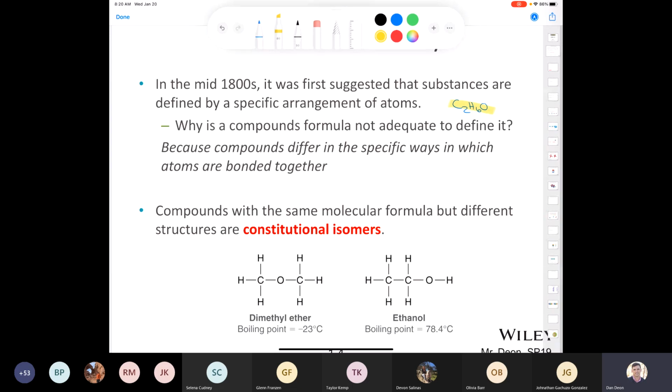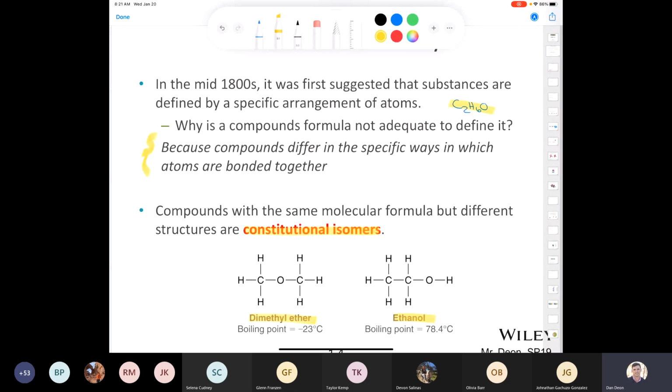Well, the answer is there's a couple of possibilities, okay? And because compounds differ in the ways that atoms can be bonded together, compounds with the same molecular formula but having different structures, we call those constitutional isomers. So the take-home message here is that it's not simply adequate to just spit out a molecular formula and say, there you go, that's ethanol. No, it's not. It's the molecular formula for ethanol, but it doesn't necessarily mean it's ethanol. If somebody said C2H6O, it could also be dimethyl ether.